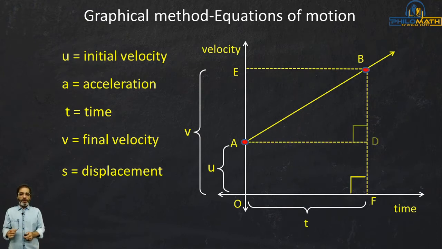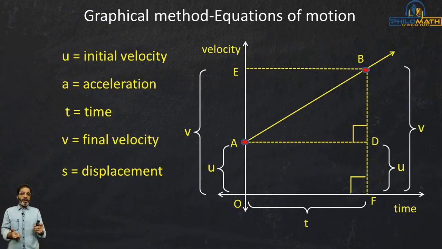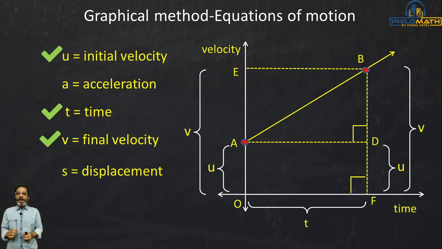Now from A, I draw a perpendicular to BF, that is AD is perpendicular to BF. Now I can say that AO is equal to DF because it is a rectangle. So DF is also u, the initial velocity, and BF is nothing but EO, that is v, the final velocity. If you see the graph properly, students, I have shown u, the initial velocity, v, the final velocity, and t, the time on the graph. I have not shown acceleration and displacement. Further in this video we will see how a and s are shown on the graph.